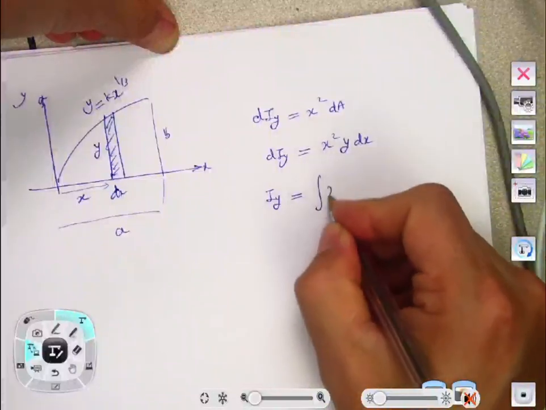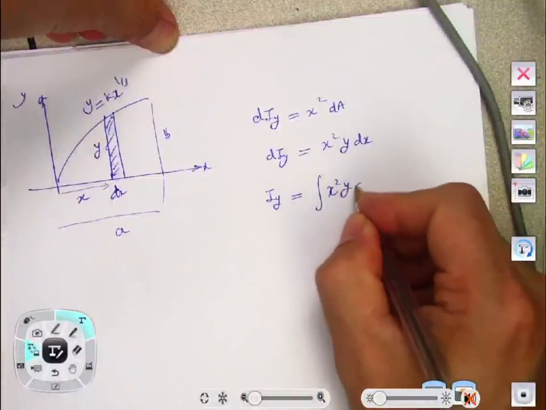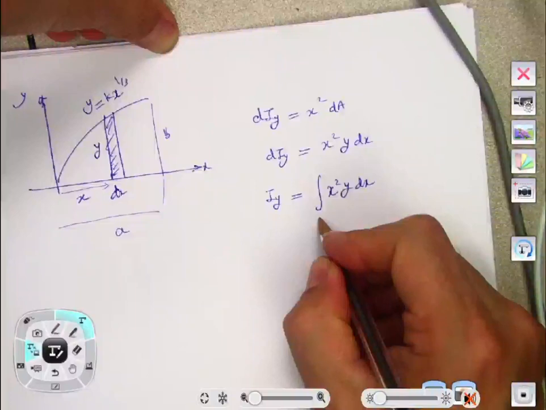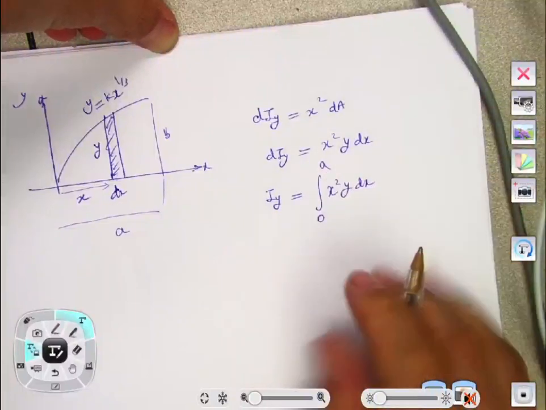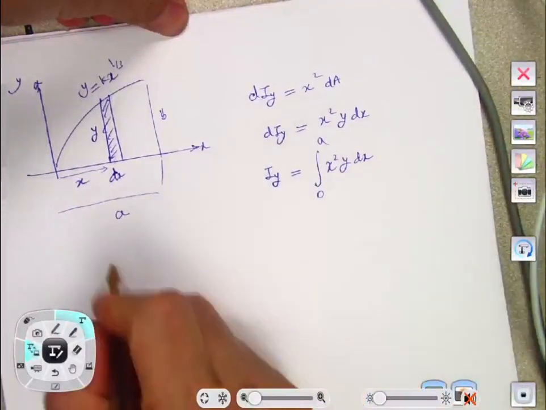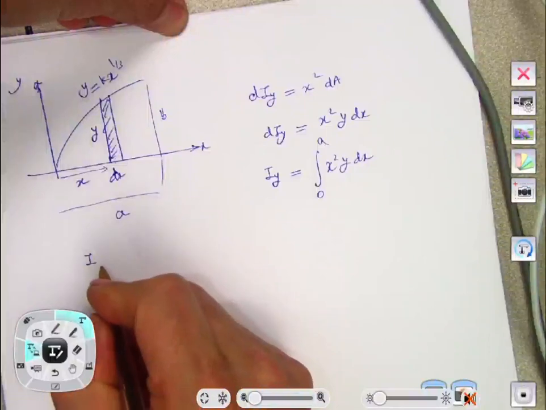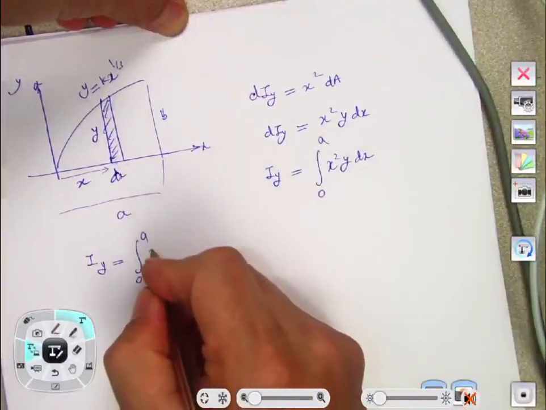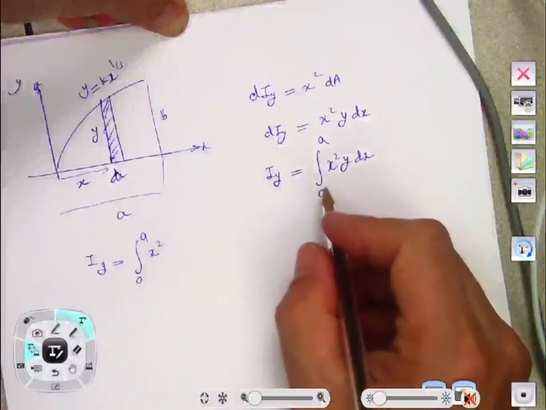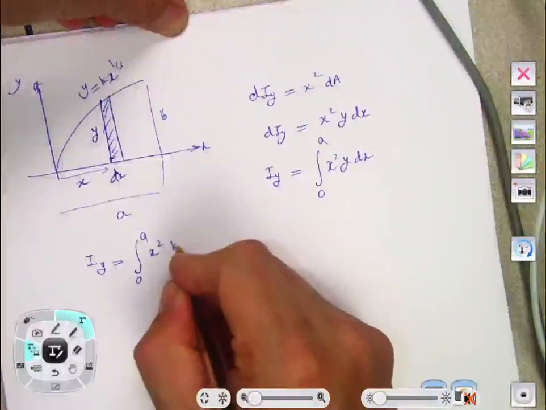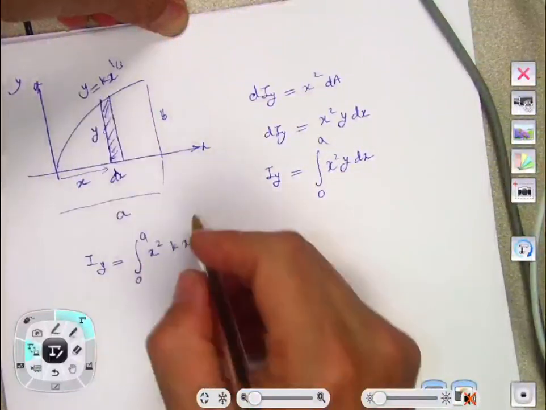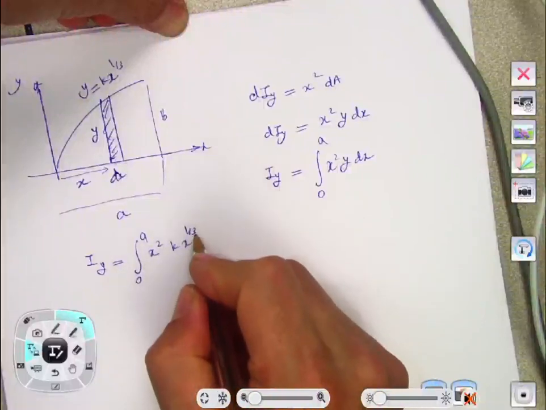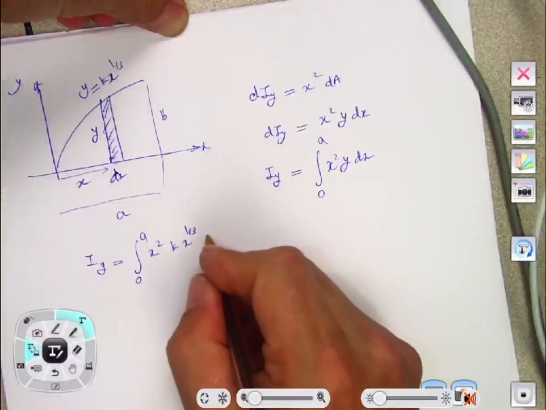We get the integral of x squared y dx, with x going from 0 to a. Now we have to evaluate that integral. I leave x as is. And y is k x to this power, and then dx.